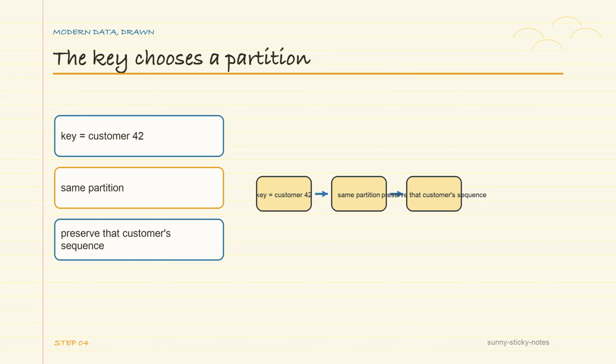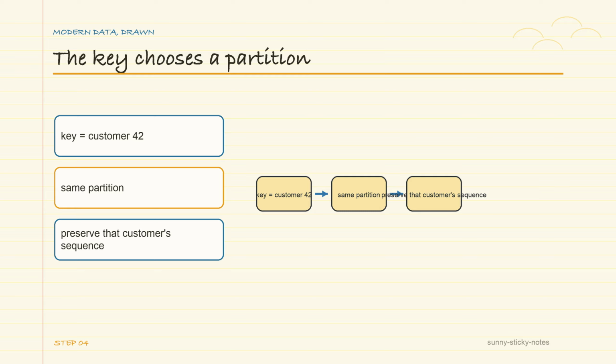With the previous step in place, the next piece becomes easier to see. A producer can attach a key such as customer ID. Kafka's partitioning logic normally sends records with the same key to the same partition, keeping that key's events together.